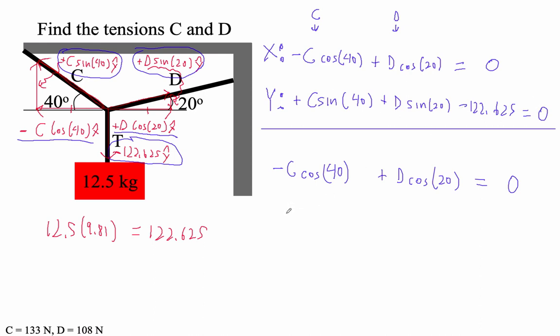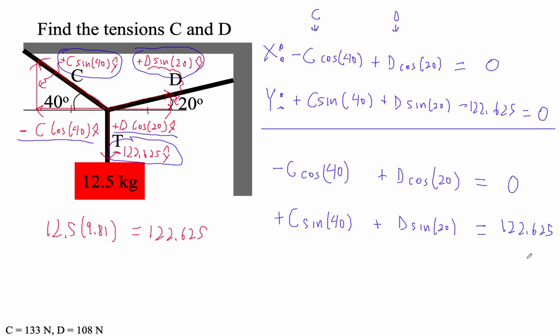And then this guy, all I'm going to do is stick this on the other side. I'll show you. So then I'm going to go plus C sine 40 plus D sine 20 equals, and then I'm going to put this guy in there. So I'm going to add 122.625 to both sides.